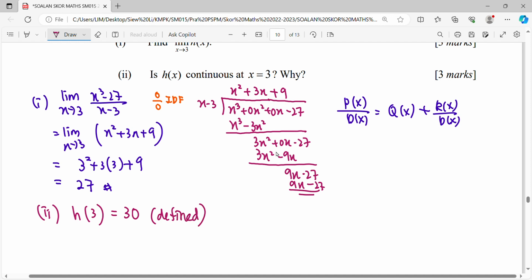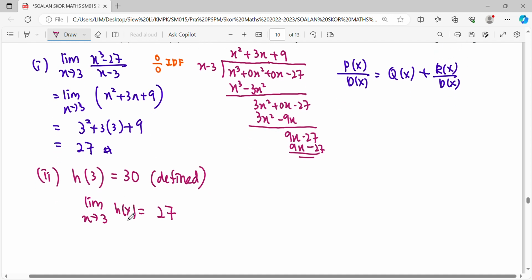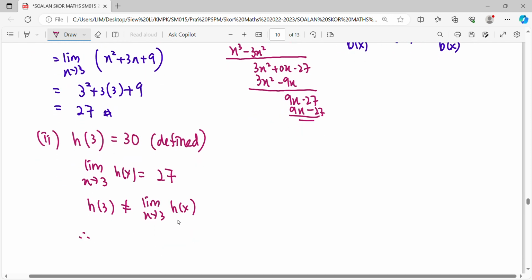Then the second condition is about our limit, which we already did in part 1. We can notice that the limit for this function is 27. And then the third condition is we have to look at the point and limit, is it the same? We can notice that the point does not equal the limit as x approaches 3 for this function. So we can come to a conclusion that h(x) is discontinuous at x equals 3.